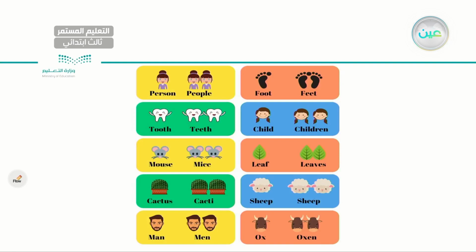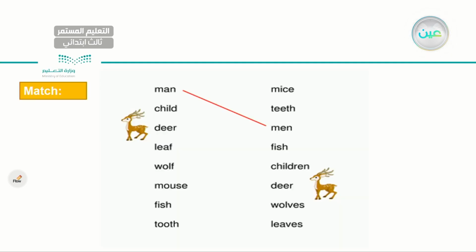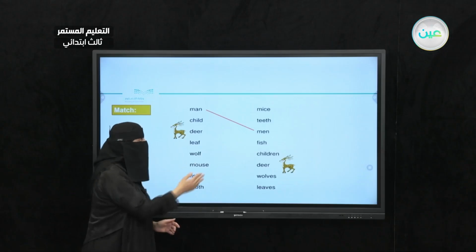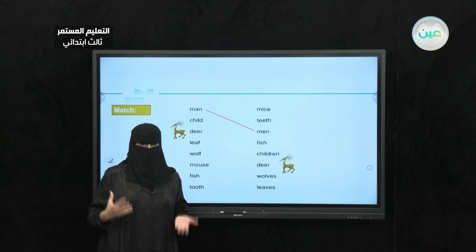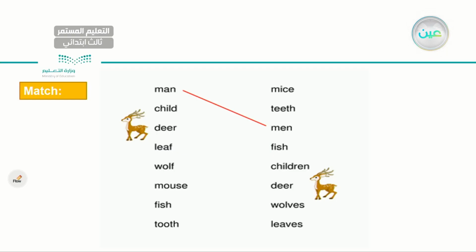Okay? We have different examples, and you can browse your books to look for different irregular nouns: person, people, tooth, teeth, foot, feet, man, men, sheep, sheep, leaf, leaves, and so on. Okay? Now, here to your left, I have all the nouns, but they are singular. And to your right, I have all the nouns, and they are plural. I try to give you the first one as an example: man, men.